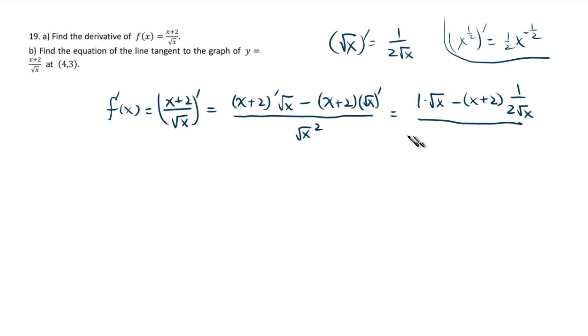Square root and square cancel, so you just have x. Alright, so what is f prime of... So that's the answer to part A. Okay.